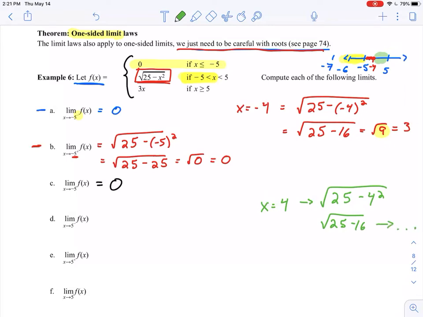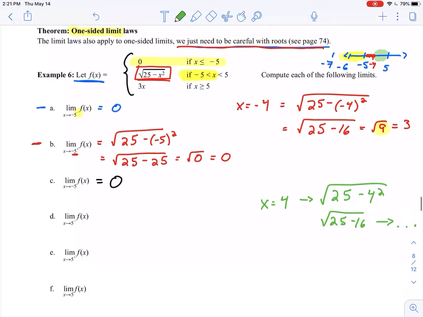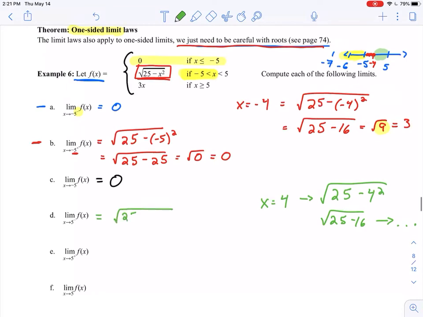But as long as we know the inside part of our radical is going to be positive, which means we can evaluate this left-hand limit here by just taking 5 and plugging this in. So 25 minus 5 squared. Here I've got radical 25 minus 25 again, which is square root of 0, which is 0. So okay, we have the left-hand limit.